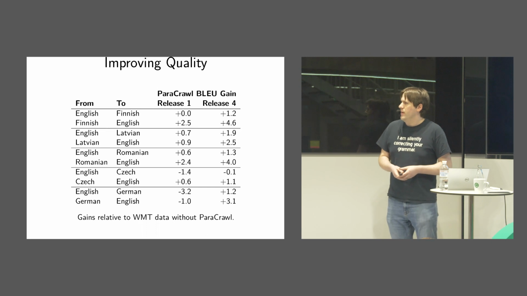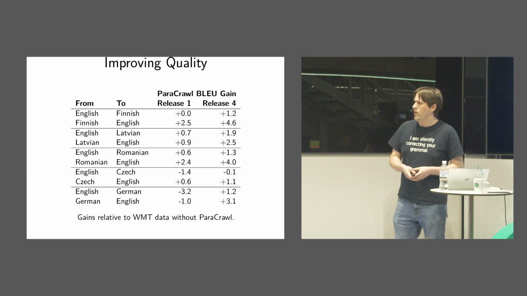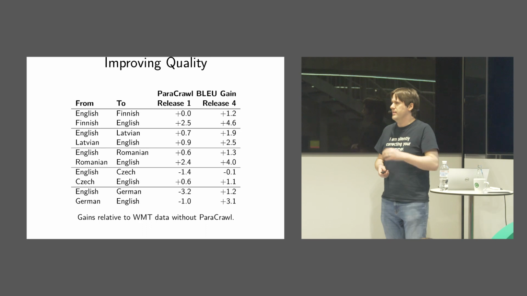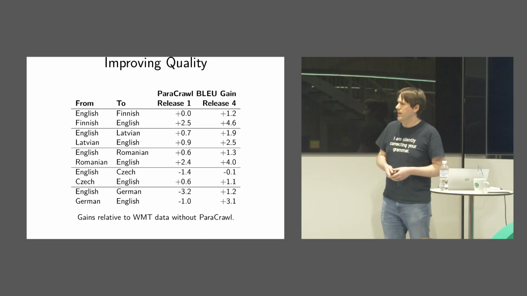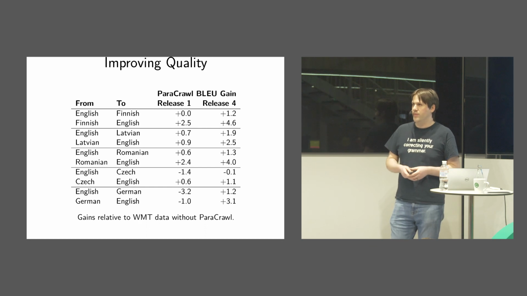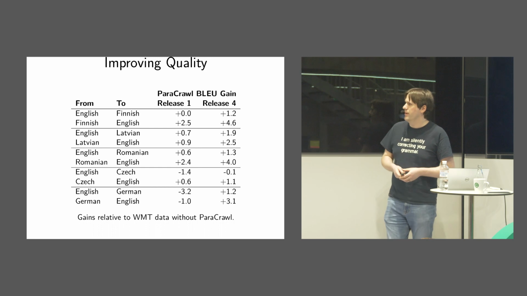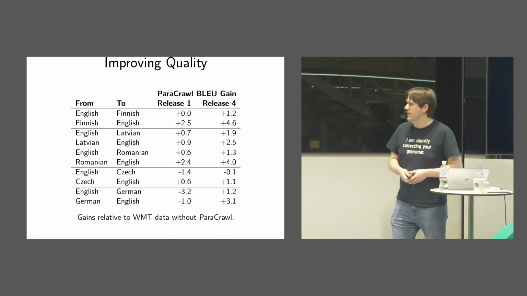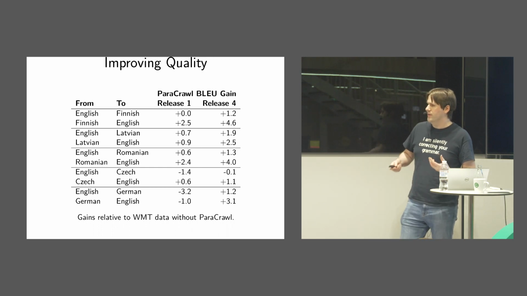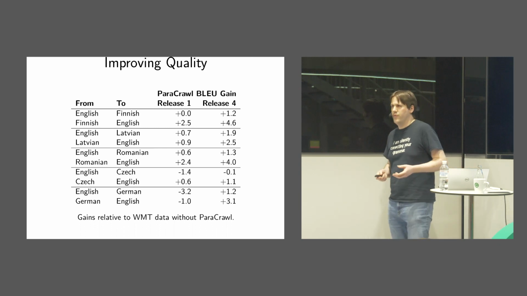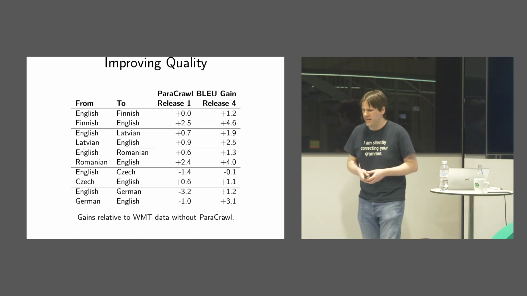And we measured the improvement in quality on selected language pairs, going in and out of English, both from our first release, which was somewhat messy, to release 4, which is actually one old right now, but these are the most recent numbers I had. And BLEU is our measure of quality gains in machine translation.